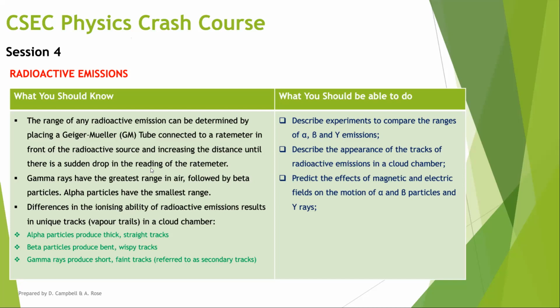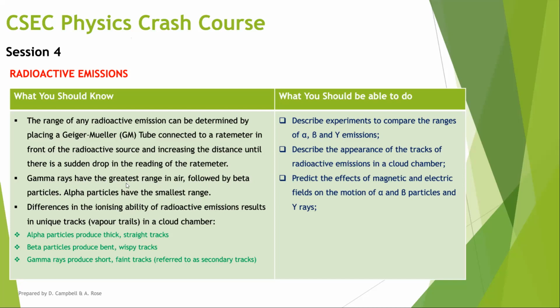For alpha particles, they cannot travel far. They just travel a few centimeters in air, probably about 10 centimeters maximum. Beta particles can travel further, more than 10 centimeters, while gamma rays can travel a few meters in air. So gamma rays have the greatest range, followed by beta particles, and then alpha particles have the smallest range.